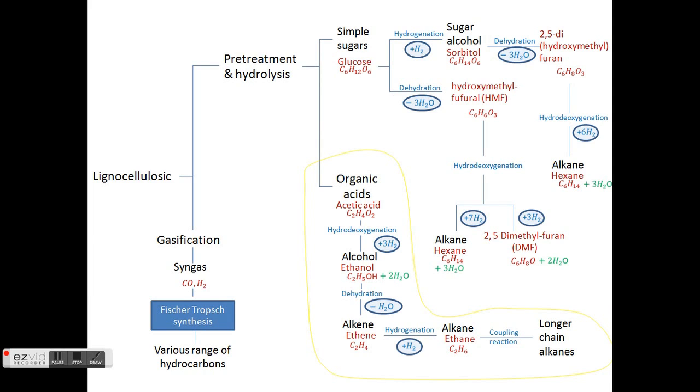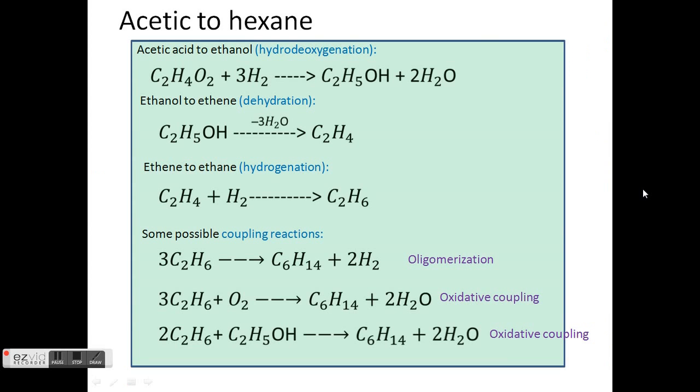So now we'll look at organic acid, and we're using acetic acid. We convert acetic acid to ethanol through hydrodeoxygenation. We use hydrogen to remove the oxygen. We're incorporating some of the hydrogen into the acetic acid. Then we'll convert ethanol to ethene through dehydration. We'll remove water. You can also add the water here.